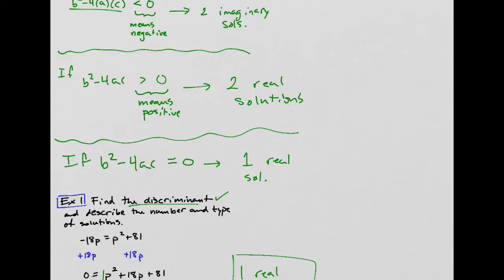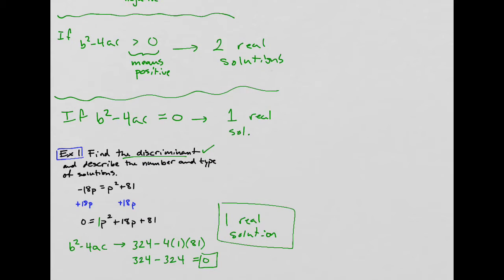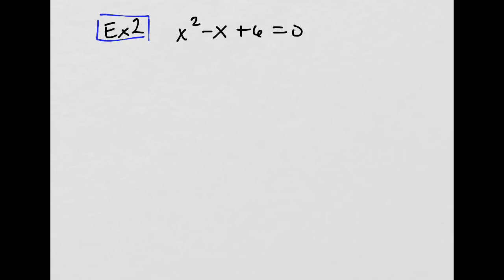We'll do a little bit more. Let's do another example. Same instructions: find the discriminant of the quadratic equation and describe the number and type of solutions. The discriminant, again, is b squared minus 4ac. Well, b is negative 1, and b squared is positive 1, because negative 1 times negative 1 is positive 1.